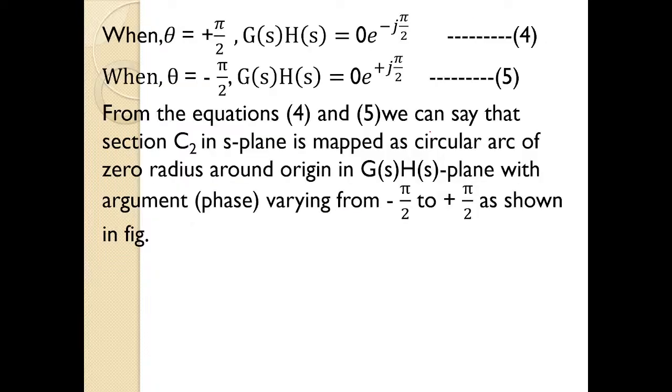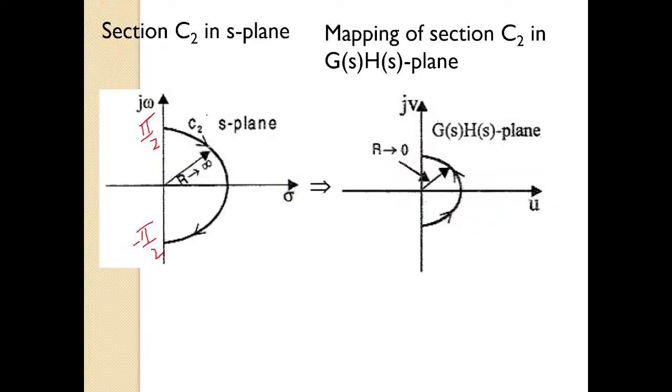So now our theta varies from minus pi by 2 to plus pi by 2, isn't it? And what about the radius? Radius is 0. When it was varying from plus pi by 2 to minus pi by 2, the contour was clockwise. So now, with theta varying from minus pi by 2 to plus pi by 2, the contour should be opposite to this, that is anti-clockwise. So the contour on the G(s)H(s) plane will be in anti-clockwise direction, from minus pi by 2 to plus pi by 2.